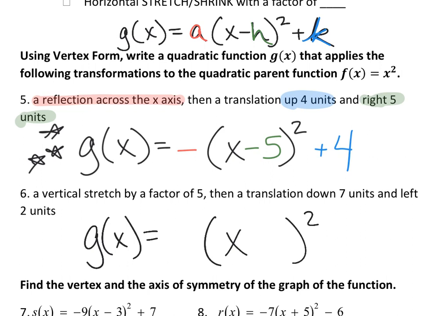We need to pick A, H, and K. To do a vertical stretch by a factor of 5, is that A, H, or K? A. So that means a 5 is going to go in the A spot. Then I want to translate it down 7. Where do I put something to do down 7? Minus 7. Minus 7 after the parentheses.